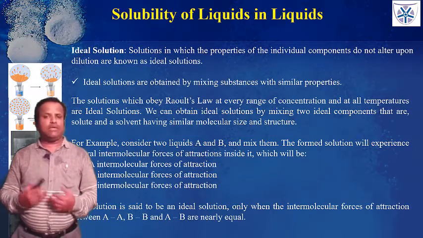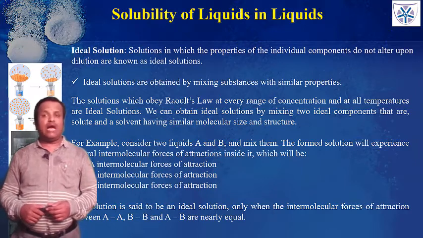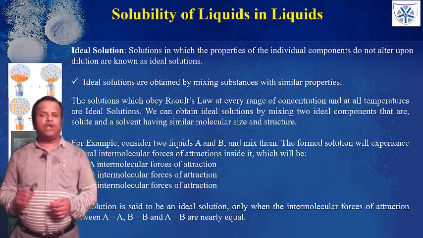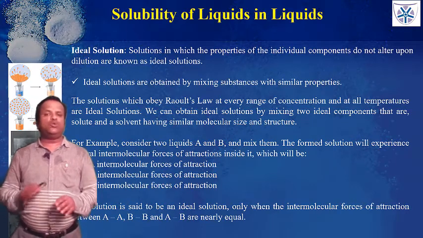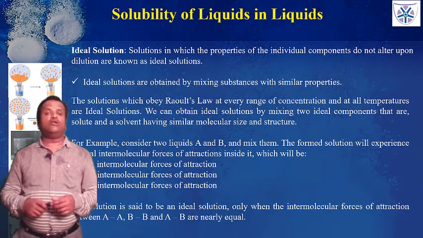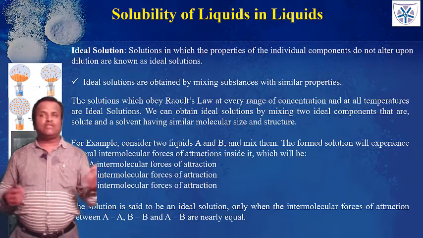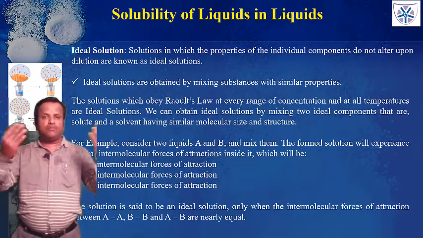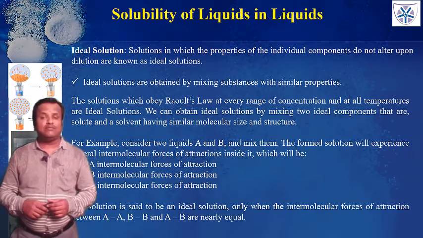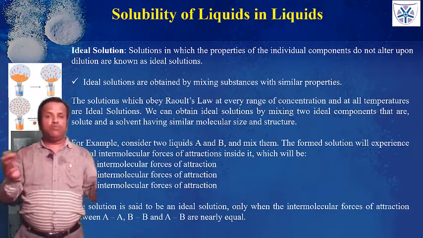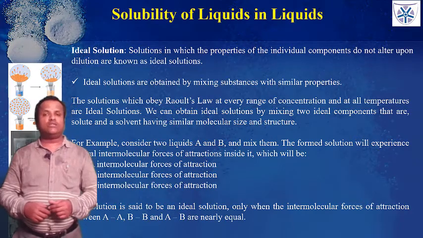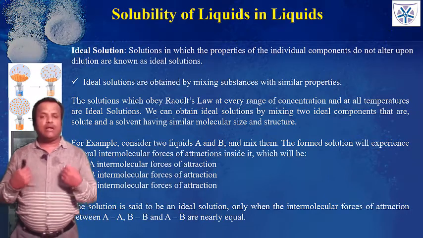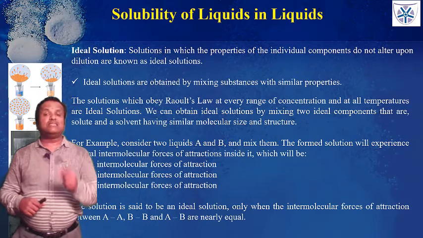The next concept in this topic is the ideal solution. What is an ideal solution? A solution in which the properties of the individual components do not alter upon dilution is known as an ideal solution. If you take two components A and B and mix them in different volumes to produce C, that is A plus B, the volume of the individual components and the overall volume are equal. That is called an ideal solution at the given temperature and pressure. Ideal solutions are obtained by mixing substances with similar properties.